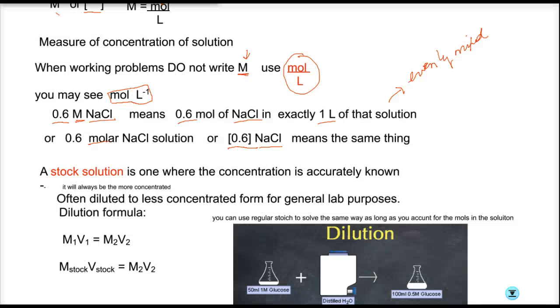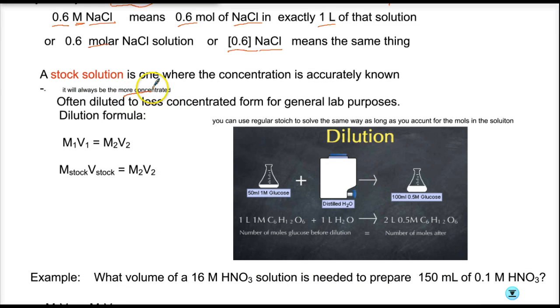So then there's this thing we call a stock solution, and a stock solution is what I get out of the stock room to make various solutions. So they are always the more concentrated one, and it is the one where the concentration is known. And so we often use these concentrated solutions to make a less concentrated form, or more dilute form, which is the right word for saying less concentrated, for general lab purposes.